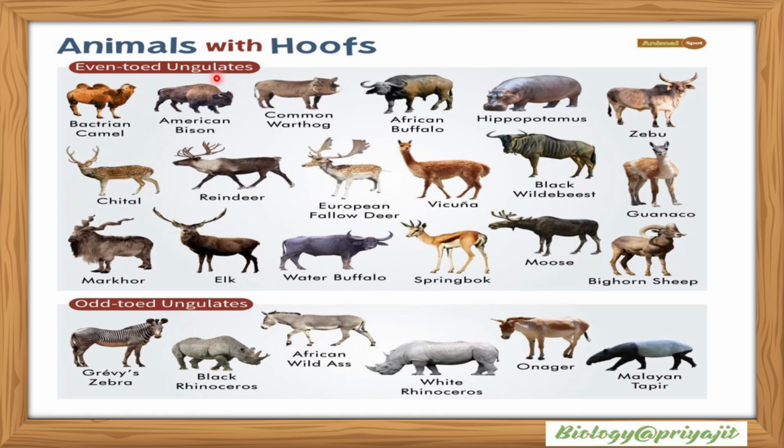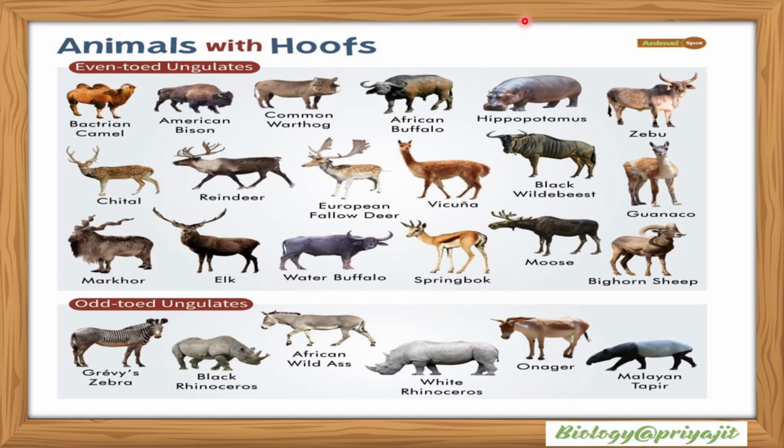This image shows examples of hoofed mammals, also known as ungulates. It is divided into two main groups. Even-toed ungulates, animals bearing weight on two of their toes, include Bactrian camel, American bison, common warthog, African buffalo, hippopotamus, zebu, cheetal, reindeer, European fallow deer, vicuna, black wildebeest, guanaco, markhor, elk, water buffalo, springbok, moose, and bighorn sheep.